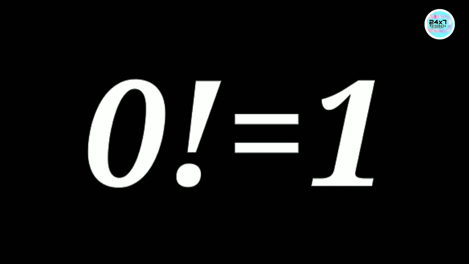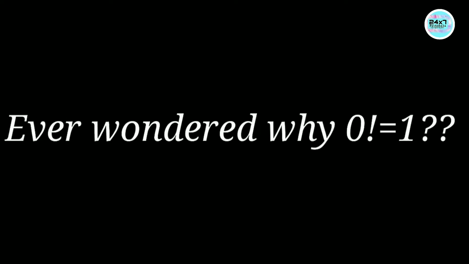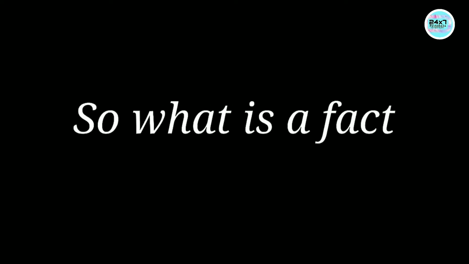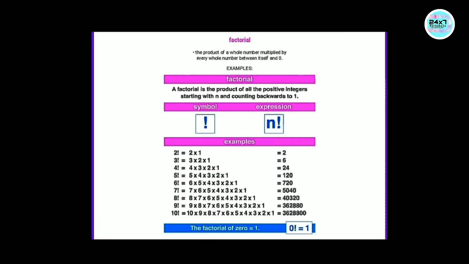Zero factorial is equal to 1. Everybody knows that. But ever wondered why 0 factorial equals 1? Never thought of that? Think now. So, what is a factorial? A factorial is the product of all the positive integers starting with n and counting backwards to 1. For example, 2 factorial is 2 multiplied by 1.